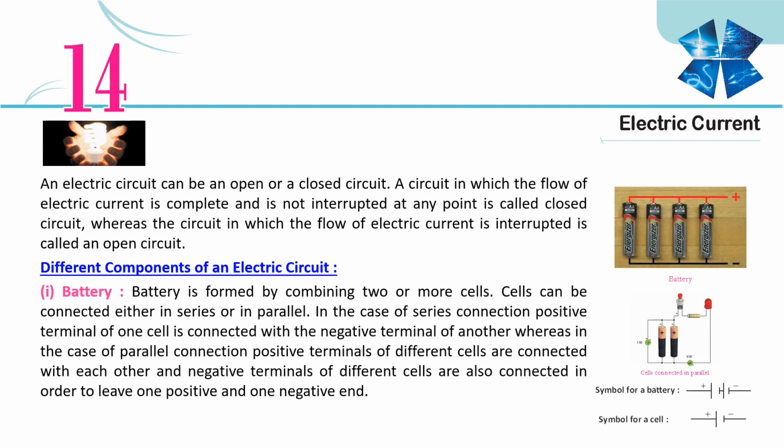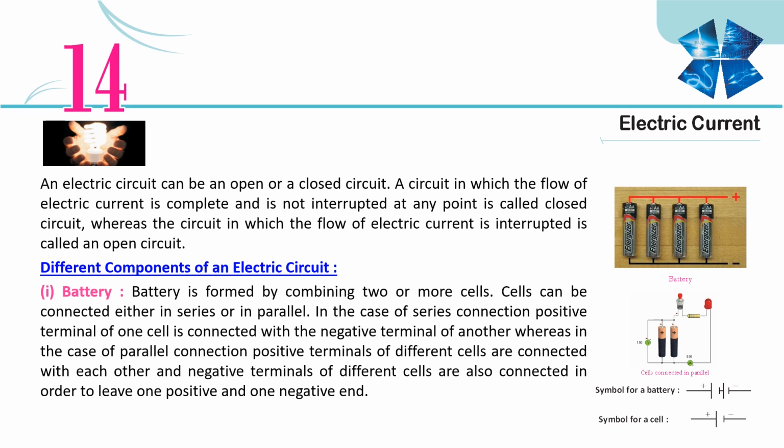An electric circuit can be an open or a closed circuit. A circuit in which the flow of electric current is complete and is not interrupted at any point is called a closed circuit, whereas the circuit in which the flow of electric current is interrupted is called an open circuit. Different components of an electric circuit.